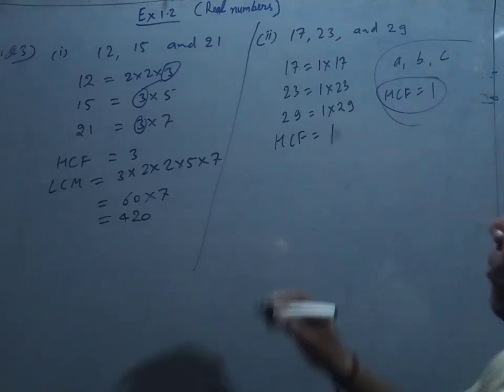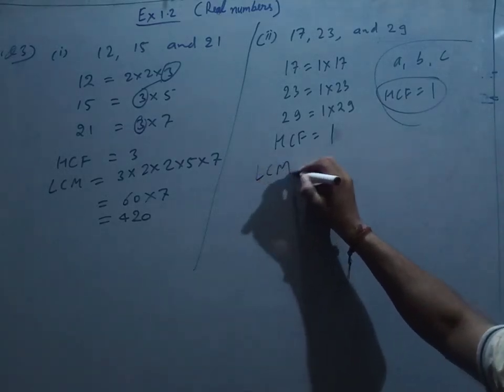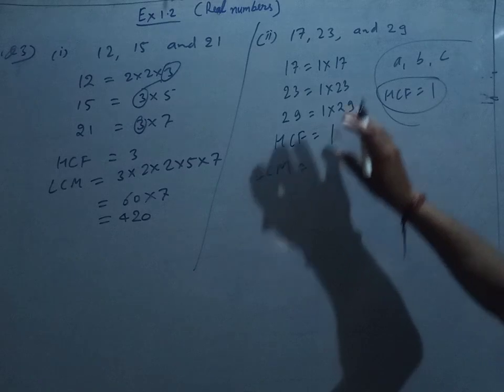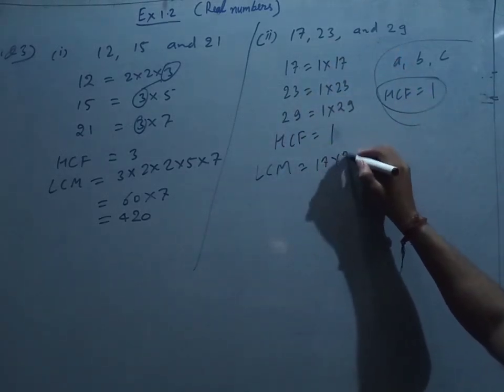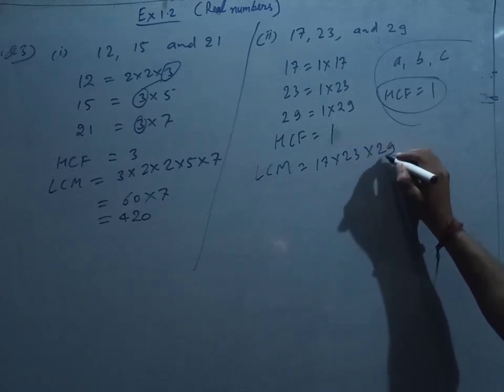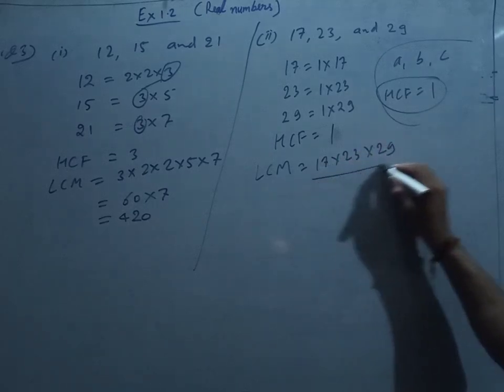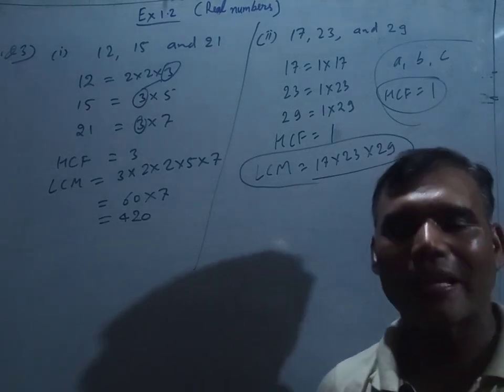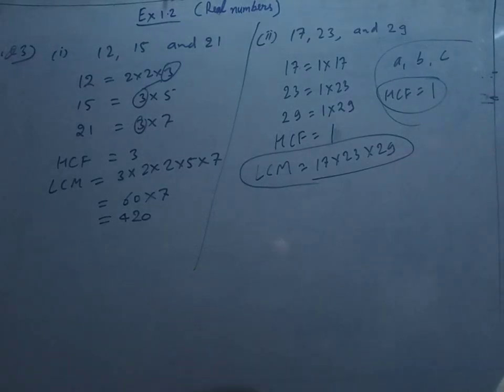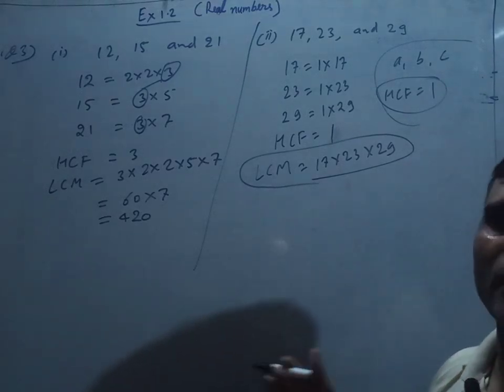Okay students, now we get the LCM. So the product of the numbers 17, 23 multiplied by 29, the product of the numbers is the LCM. So we can solve all the remaining parts of these questions the same way.